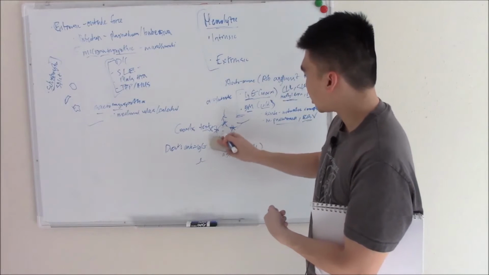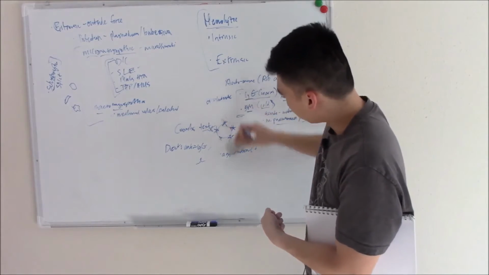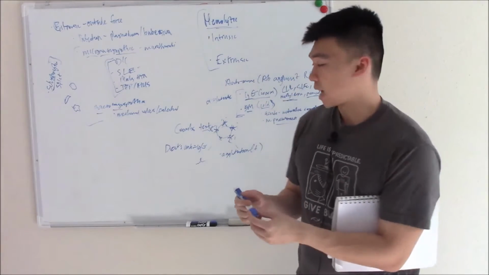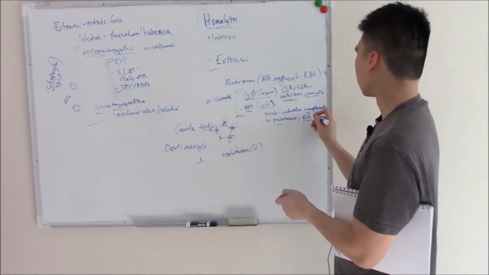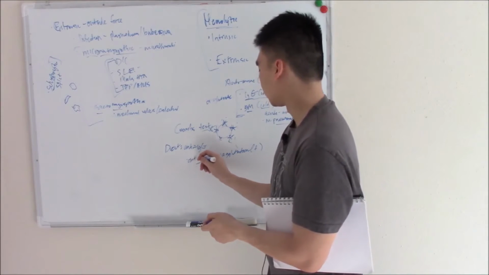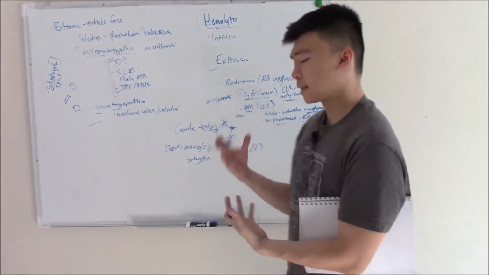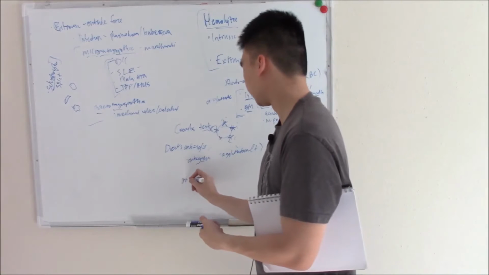So these anti-IgGs won't attach to it because that's not what they're looking for. So you're gonna have to add anti-IgM, or you're gonna have to add anti-complements, because it activates complements. And then it can look for it and attach. So that's direct Coombs.